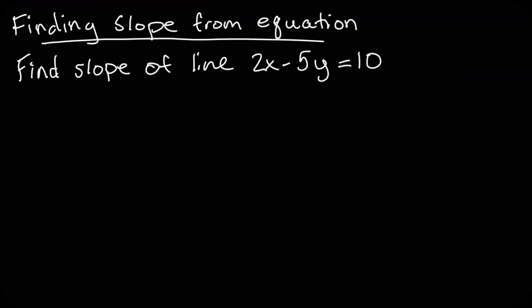So we looked at slope given some points. Let's go ahead and try to find our slope from an equation. So finding the slope from our equation, first we want to go ahead and try to solve for y. So go ahead and isolate your y in order to solve for it.